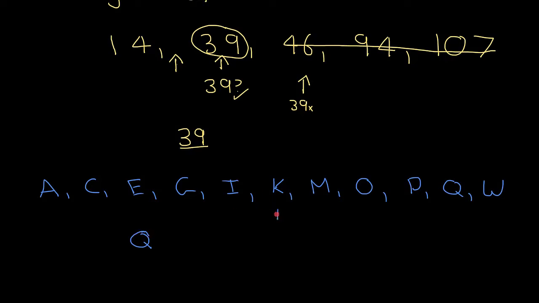So the midpoint is here, K, because I've got 1, 2, 3, 4, 5 letters on either side. I know that's definitely the midpoint. And I'm asking myself, is Q equal to K? Well, no, it's not, is it? But I know that Q is greater than K because it comes later in the alphabet. And I can eliminate the half of the list that K is not in.